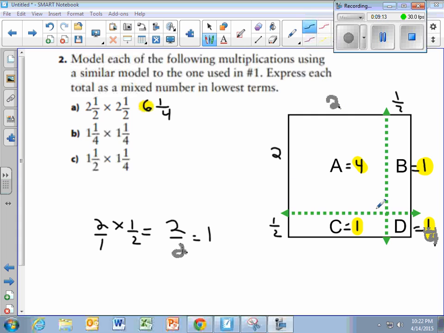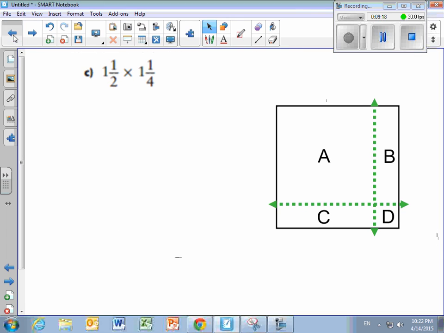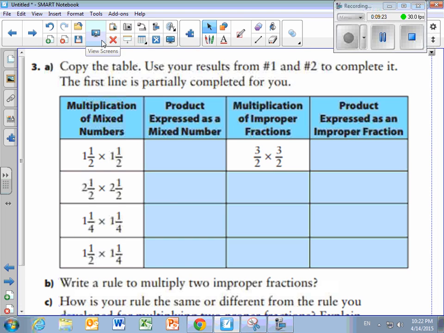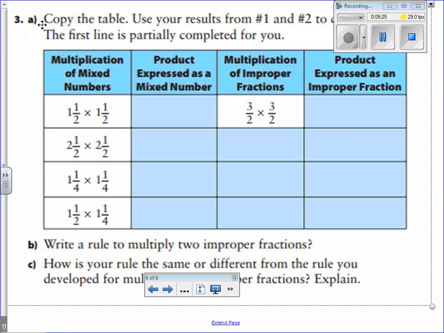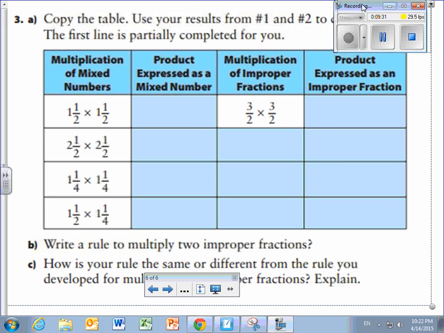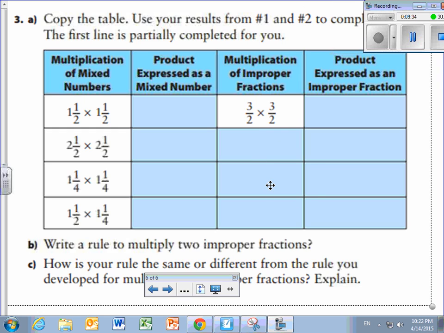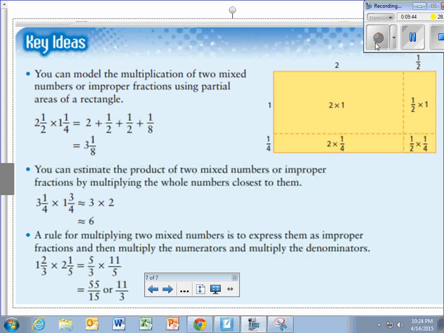Once you finish those, you're going to go on to page 217, and I want you to attempt to do page 217, number 3, A, B, and C. You're going to fill in this chart. You're going to use the answers that you got from questions 1 and 2 to fill in this chart. And then you're going to actually come up with a rule for multiplying 2 improper fractions. Okay, so the goal, hopefully, after you finish question 3, A, B, and C, is you come up with a couple of rules for multiplying improper fractions and mixed numbers.